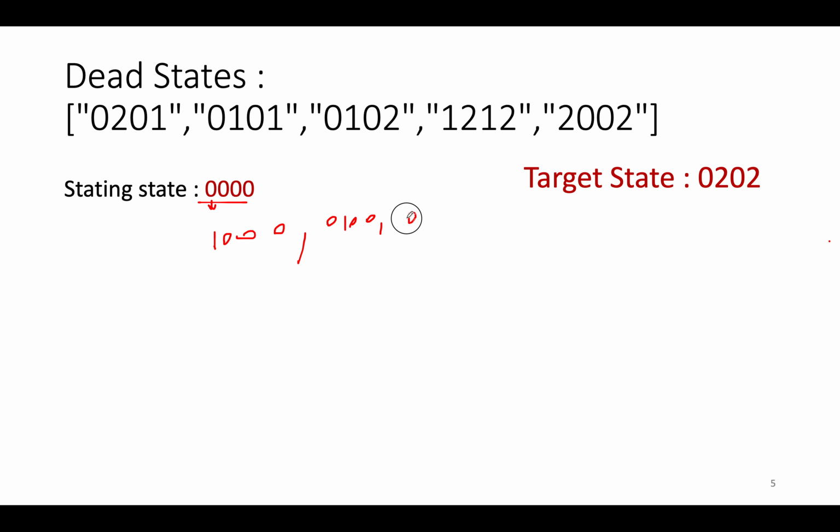The next possibility could be 0, 0, 1, 0. Next could be 0, 0, 0, 1. All these are in the forward direction. Let's talk about the backward direction: 9, 0, 0, 0, then 0, 9, 0, 0. Next would be 0, 0, 9, 0. And the last one would be 0, 0, 0, 9.